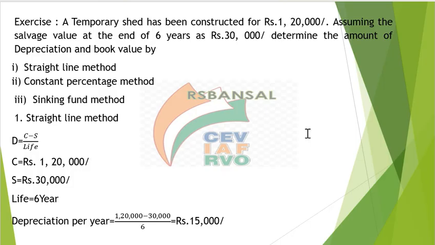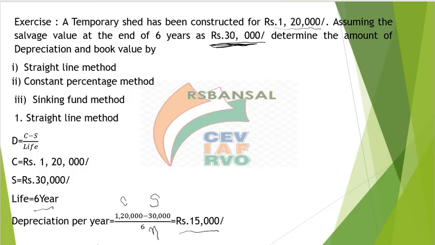For this method, you know the formula D is equal to C minus S upon life. C is 1,20,000, the original cost. S is given to you as 30,000, and life is given to you as 6 years. You know the formula for depreciation per year: 1,20,000 original cost minus salvage value, divided by life, C minus S upon N. It is 15,000 per year.